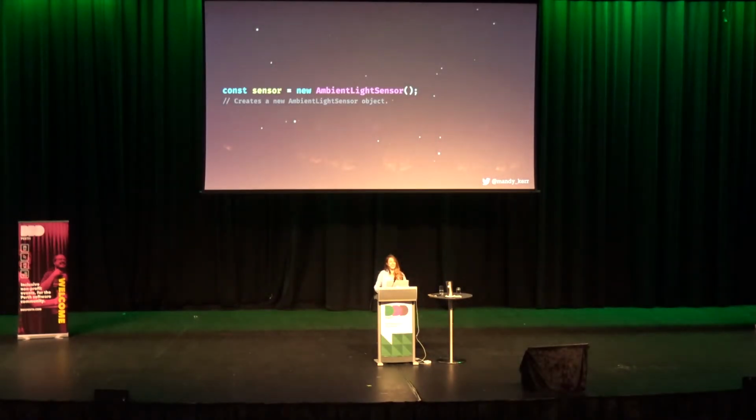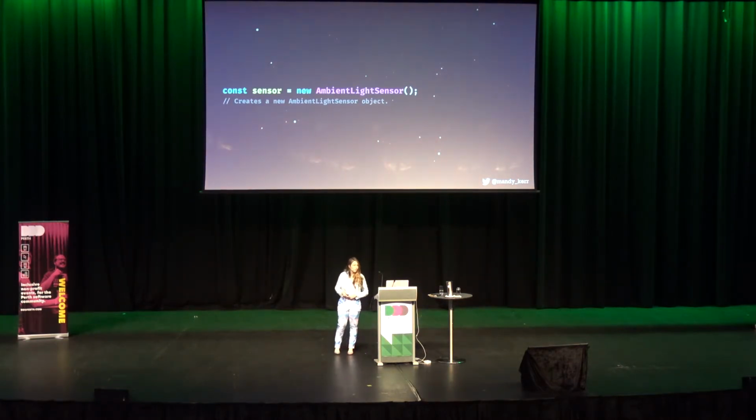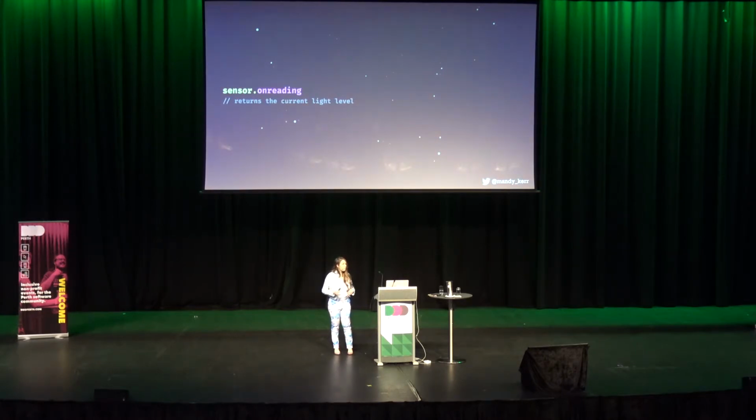So much like the other examples that I've shown you, we need a couple of things, and we don't need a lot to use the ambient light sensor. First, we need to create a new instance of the ambient light sensor, and what that's going to do is give us access to all of the information about the light in the room. We're going to need a couple of event handlers. Specifically, we need on reading.